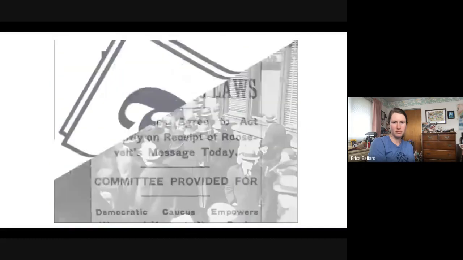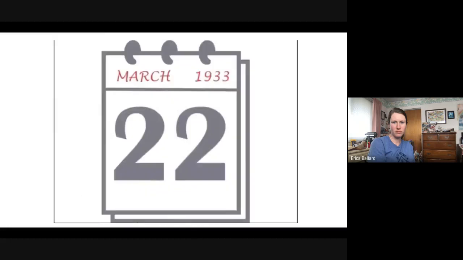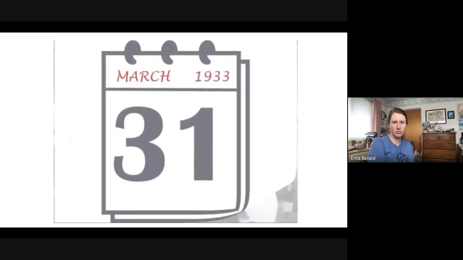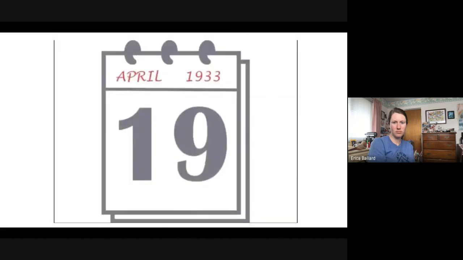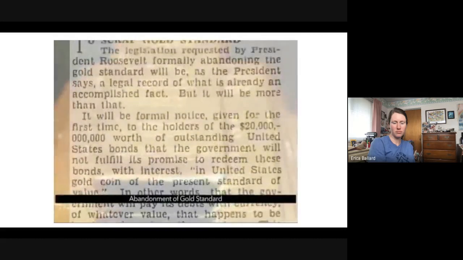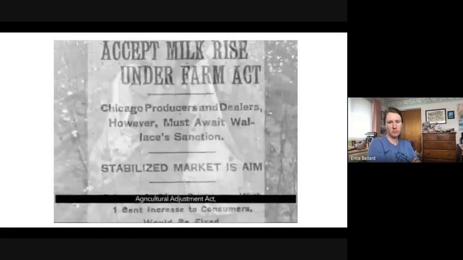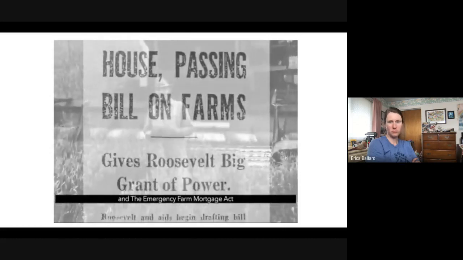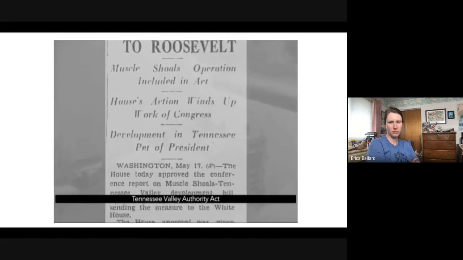March 9th, Emergency Banking Act. March 20th, Government Economy Act. March 22nd, Beer Wine Revenue Act. March 31st, creation of Civilian Conservation Corps. April 19th, abandonment of gold standard. May 12th, Federal Emergency Relief Act, Agricultural Adjustment Act, and the Emergency Farm Mortgage Act. May 18th, Tennessee Valley Authority Act.